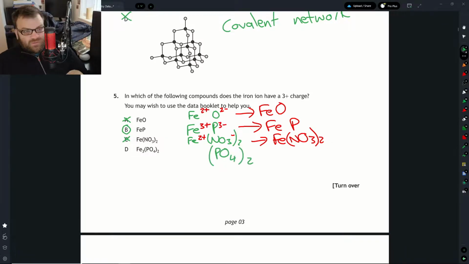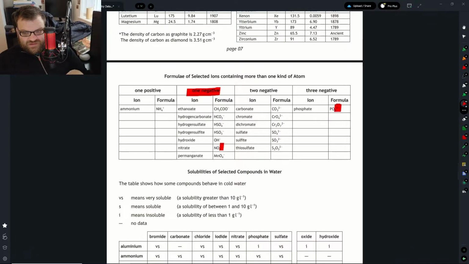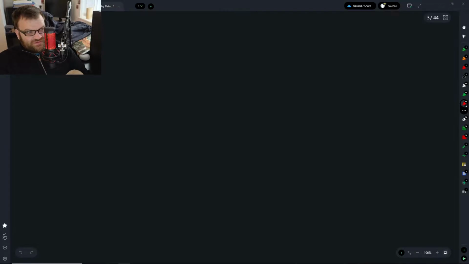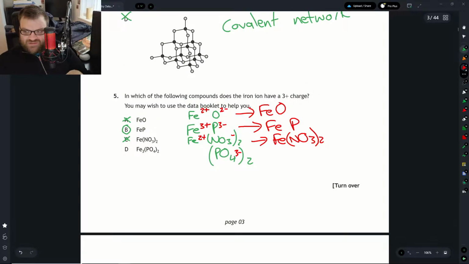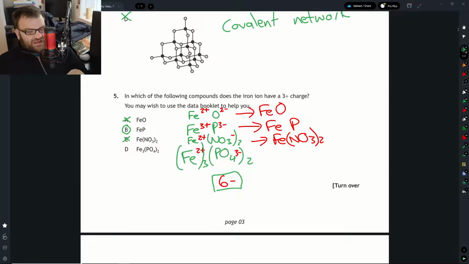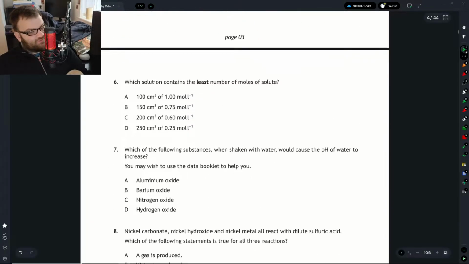In the last one, we have got phosphate. Phosphate is over here with a 3 negative charge. You have got 2 things that each are 3 negative. Overall, that will give you a 6 negative charge. We have got, this time, 3 ions. We need to balance out that 6 negative using 3 ions. 3 ions, each with a 2 positive charge, will balance out the charge. And that's not going to be our answer. We want the one that's 3 plus, which is B for number 5.